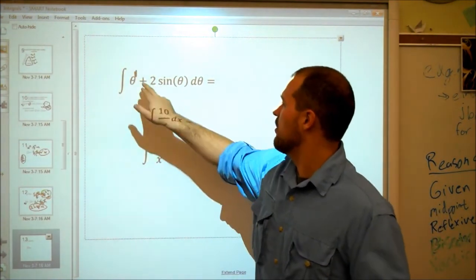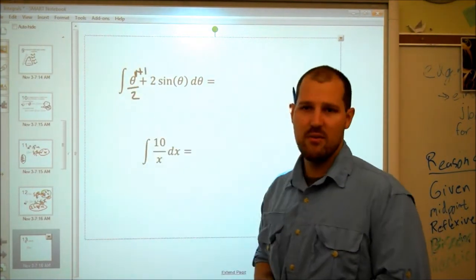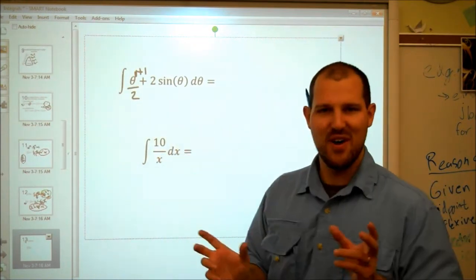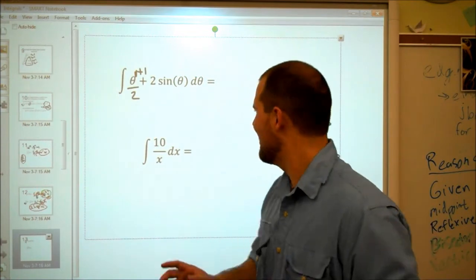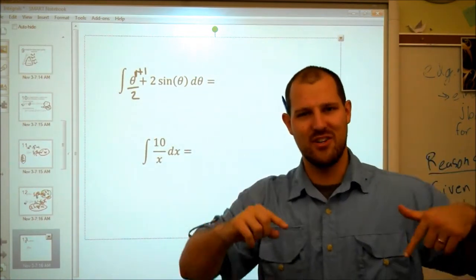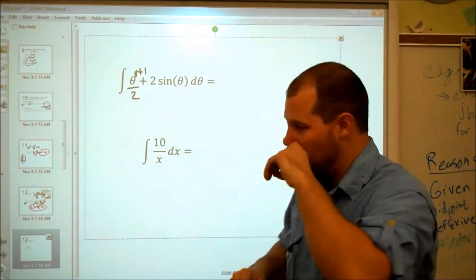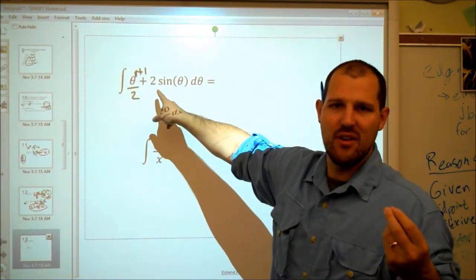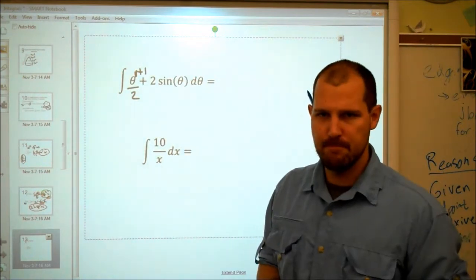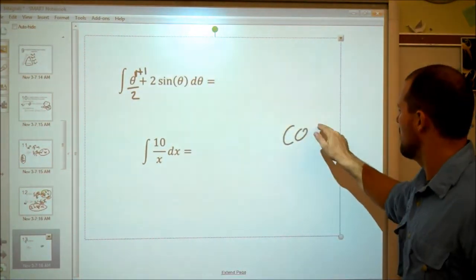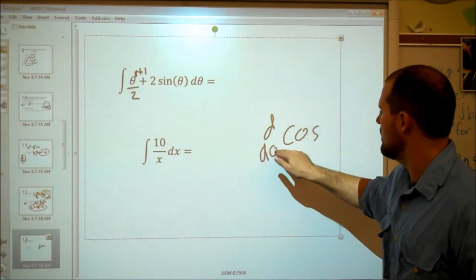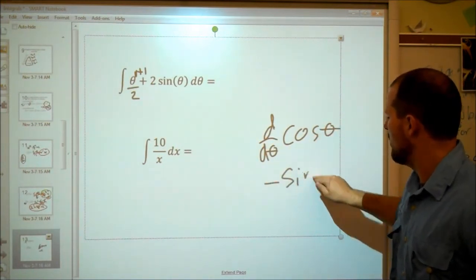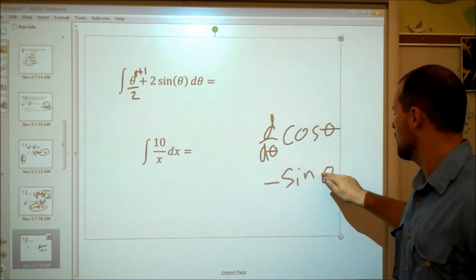Exponent is 1, so I'm going to add 1 and divide by that result. Ooh, interesting. Okay, this is going to be a little fun with the trig. Now, normally, we take a derivative of sine, that would turn to cosine, but now we're going the opposite way. So what we're asking is, what function has a derivative of sine of theta? A little tricky. Let's see. What about cosine? d theta cosine of theta. What would that be? Cosine turns into negative sine of theta.